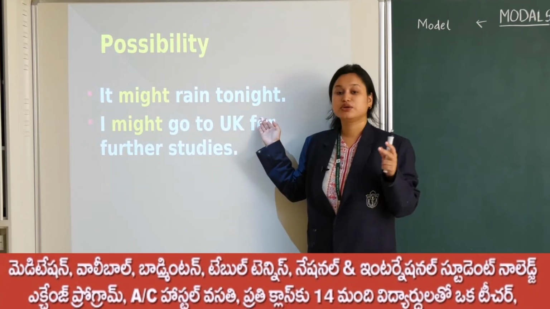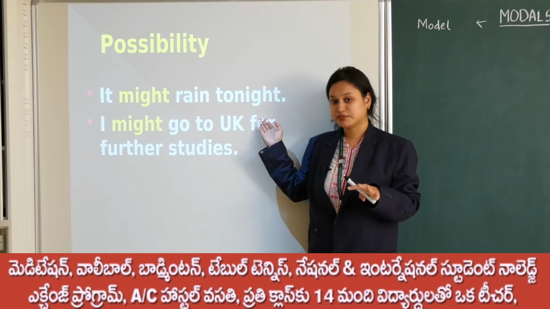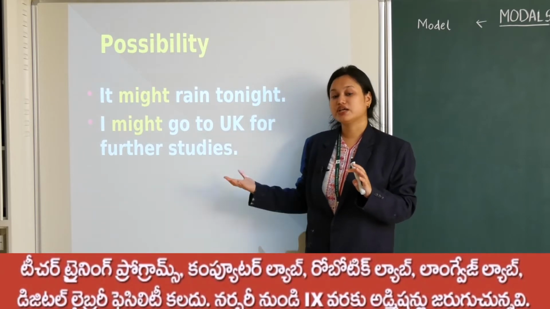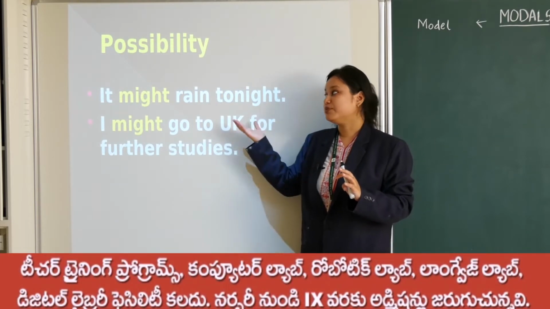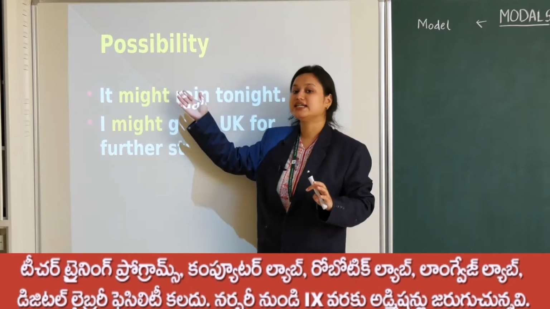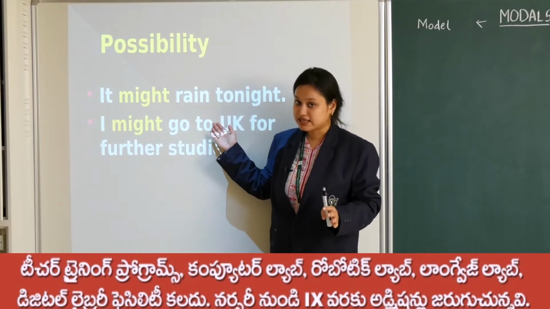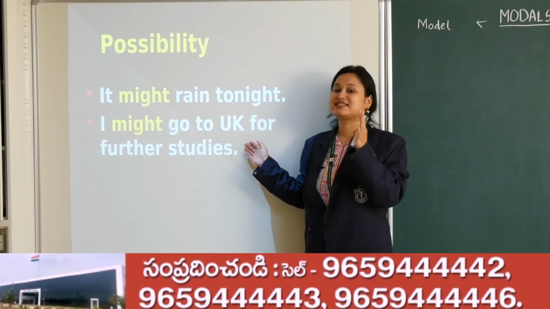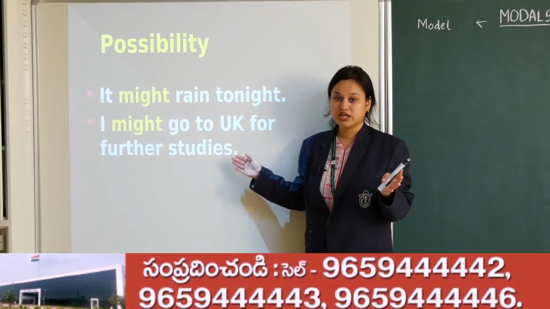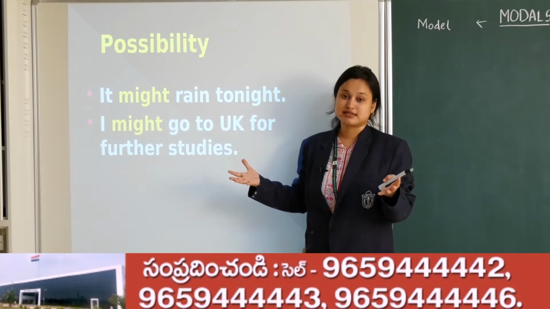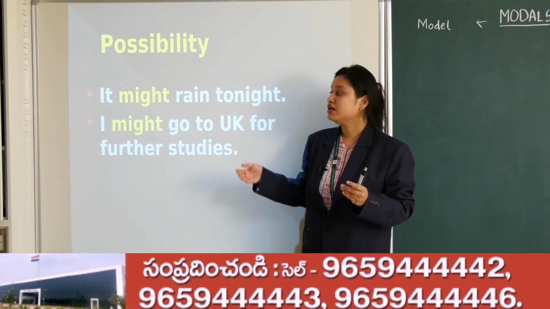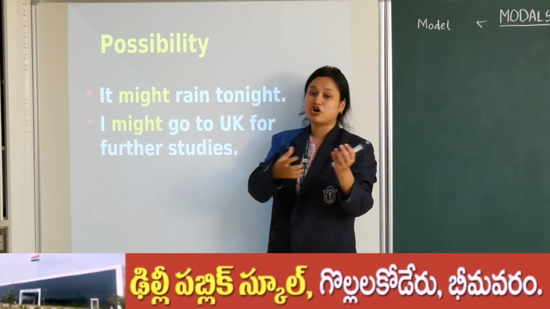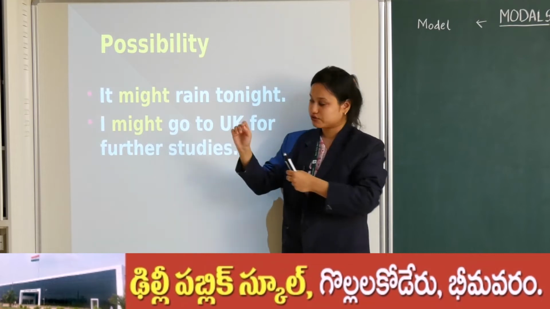It might rain tonight. That means now it's not raining, but it might rain tonight. What am I trying to say? I'm trying to say there is a possibility that it might rain. That means there are chances because maybe the sky is cloudy or maybe the weather forecast has told that it might rain. So I'm saying it might rain. I'm just talking about the chance of rain, right?